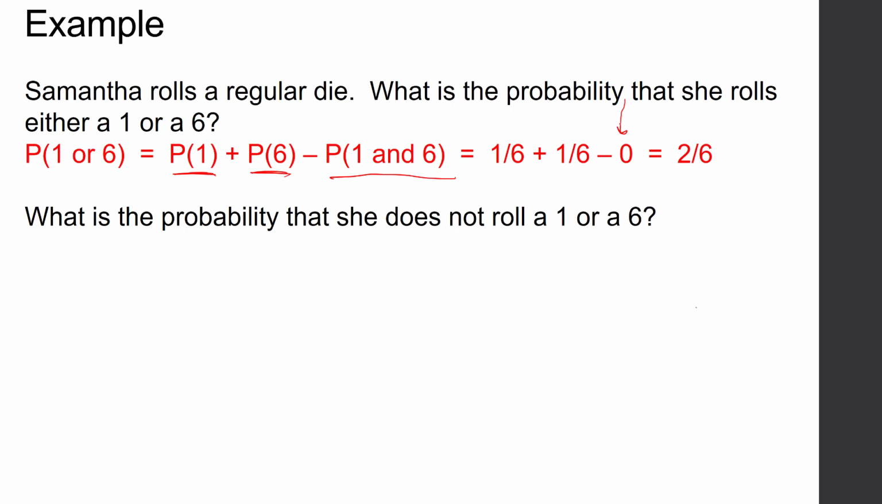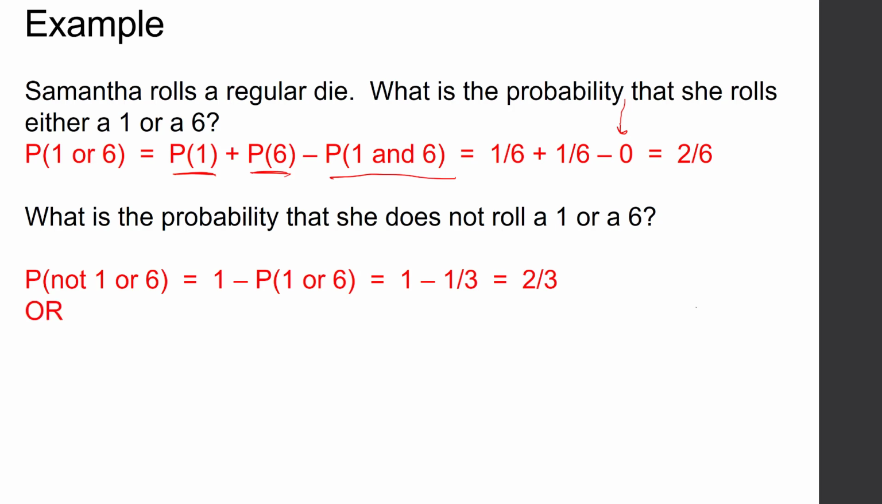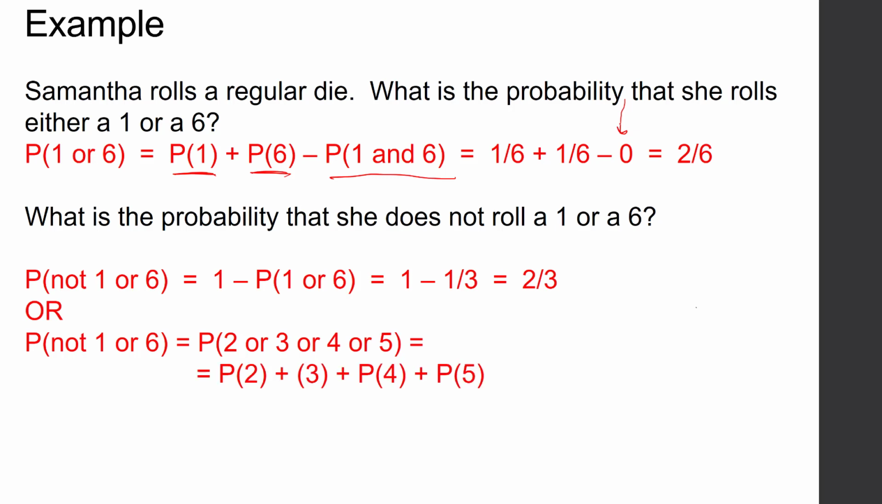So what's the probability she does not roll a 1 or a 6? Well, that's our complement rule. So that's 1 minus the probability of a 1 or 6, which is 1 minus 1/3, which is 2/3. All right, or you can directly compute it. You can think about what is defined as not a 1 or a 6. That's a 2 or a 3 or a 4 or a 5. Those are disjoint. So you can only roll 1 at a time. So it's the probability of a 2 plus the probability of a 3 plus the probability of a 4 plus the probability of a 5, which is 4 1/6, which is 4/6, otherwise known as 2/3.